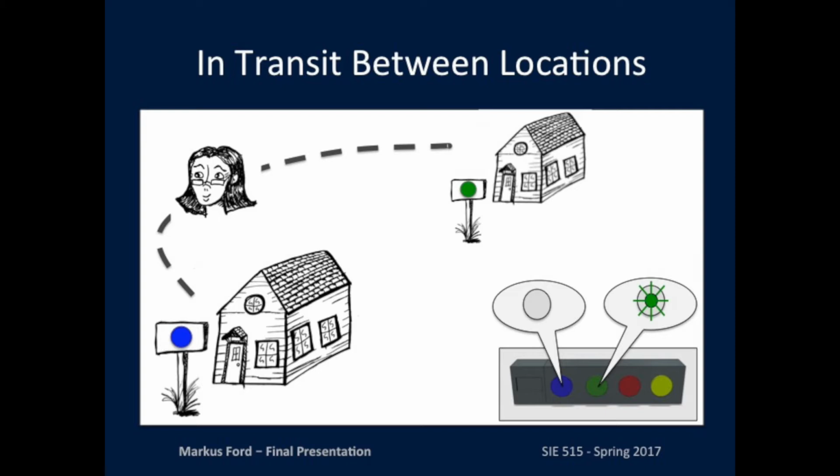Next, we'll switch to our transition location. We see our user is on the path between the blue location and the green location, and we see that the device itself, the lighted buttons, have changed. The blue light is no longer lit, and the green light is flashing, indicating our user is on their way to that green location.